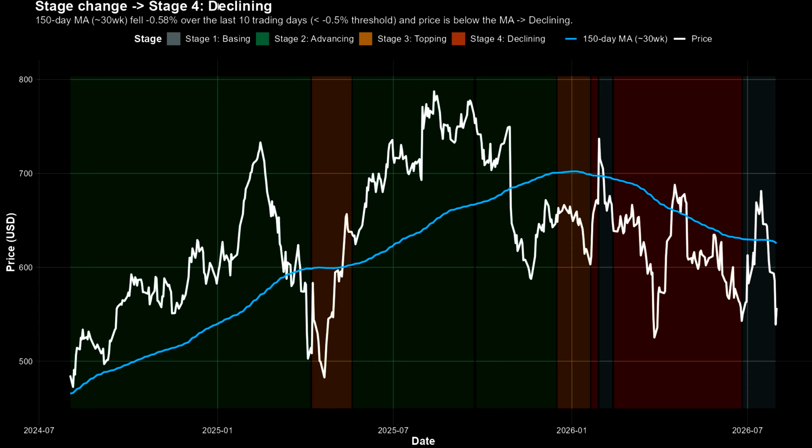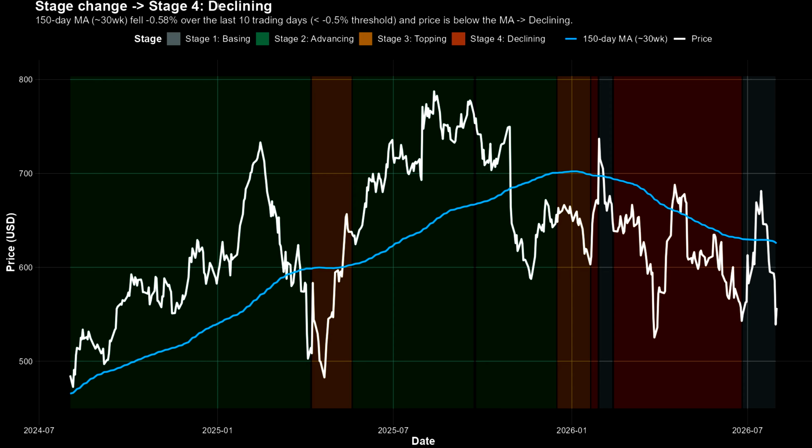But notice it doesn't advance in one straight line. Twice, around early 2025 and again near the end of that year, the rally loses its shape, price whipsaws hard, and the shading flips to stage 3, topping, before a fresh leg higher pulls it back into stage 2 once more. That back and forth is realistic and important. Stocks often test a top 2 or 3 times before actually rolling over.